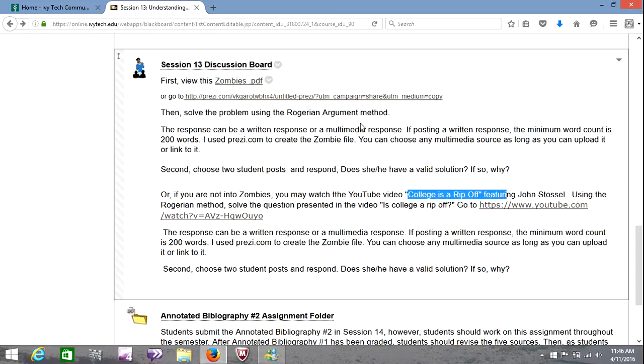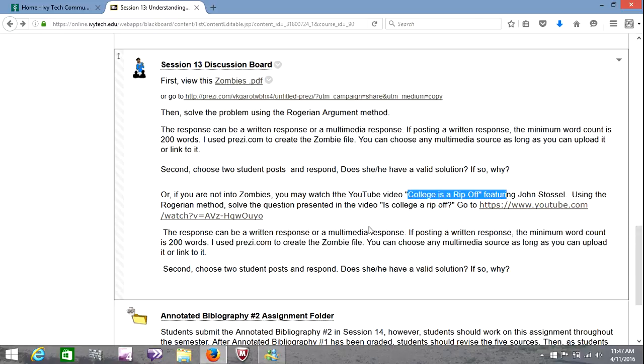Now, I've looked through both of these on the zombies and on college is a ripoff. If I were writing this, I would probably do, is college a ripoff, as opposed to zombies. Personal preference, you can do either one, but between the two, is college a ripoff? And watching this 7 or 8 minute video, I thought there was a lot more to work with. But again, you can do either one.